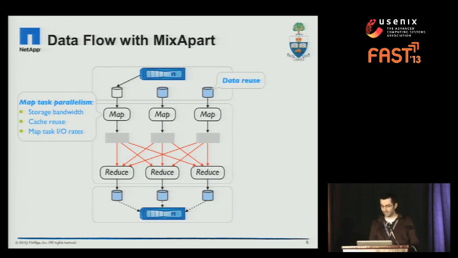And there are three factors that impact the map task parallelism. First, we have the storage bandwidth. How much bandwidth can you get from the enterprise storage system? Second, there's the cache reuse. To what degree can we utilize the cache effectively? And third, it's the nature of the map input phase. How CPU intensive is that phase? And we use the map task I/O rates as a measure to depict that. So at which rate is each individual map task processing the data, at which I/O rate?